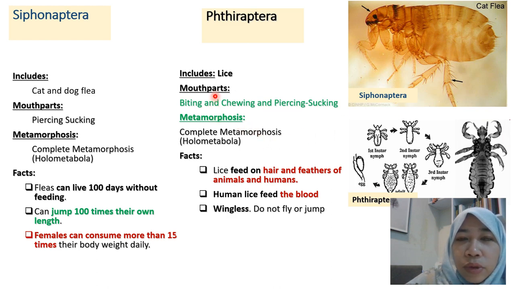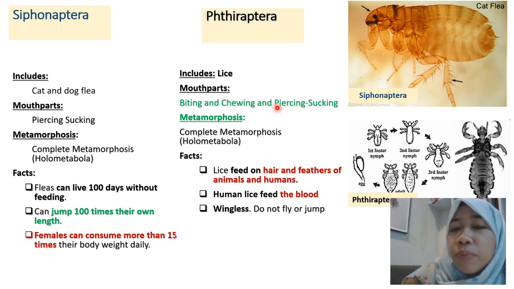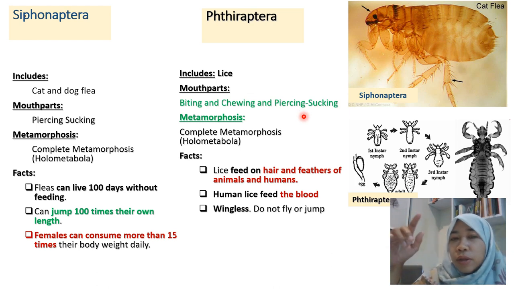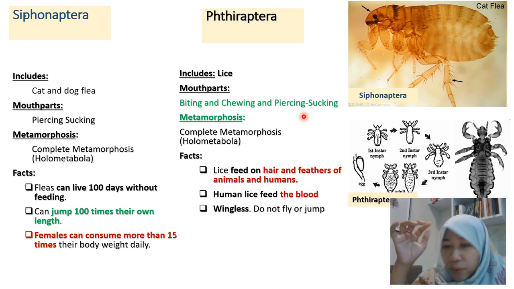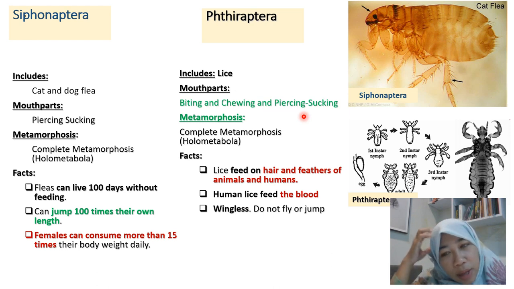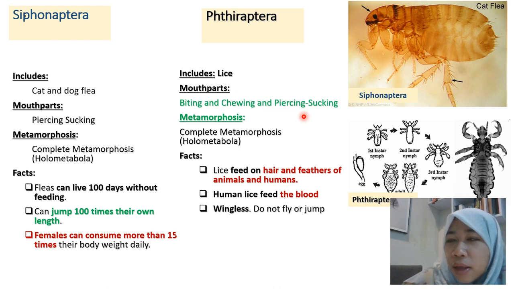There are two kinds. Some of the species have biting and chewing, and some of the species have piercing and sucking. Human lice eat blood. So if you have lice, please remove all of the lice in your hair, because you will get really uncomfortable, like, oh my god, I want to scratch my hair every time. They eat your blood. Some of the species are wingless, they do not have wings.